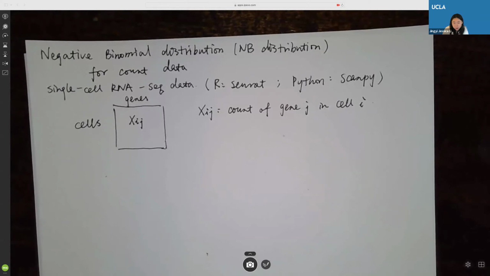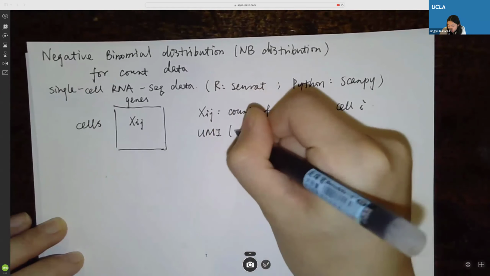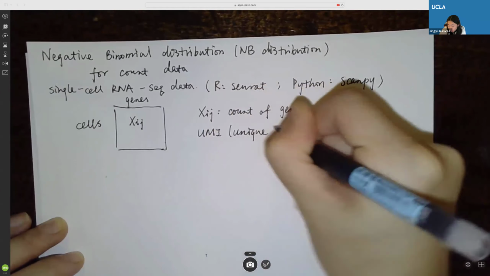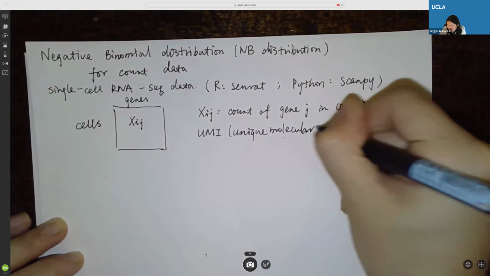And one more thing I want to say about single-cell RNA-seq data is the so-called UMI, unique molecular identifier.